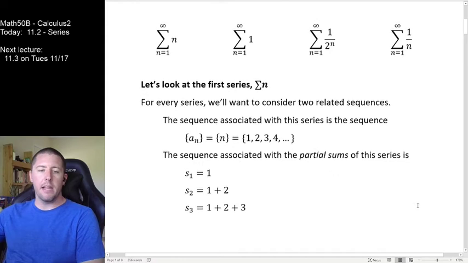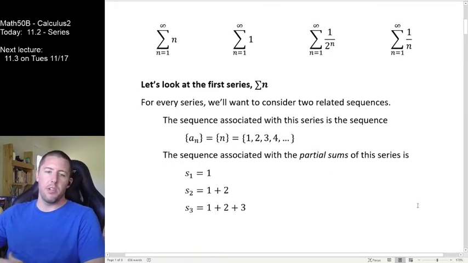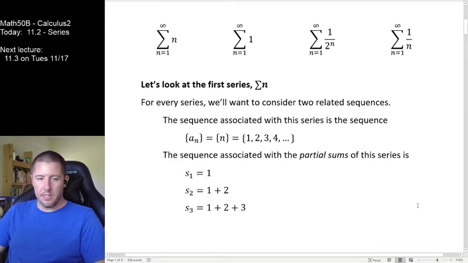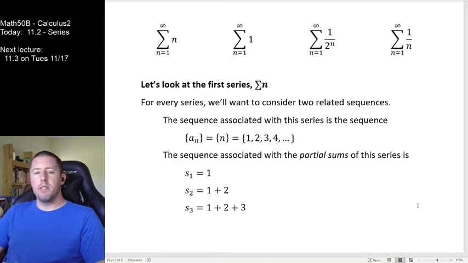I want to define a couple things associated with each sequence that we should be considering, or each series that we should be considering. For every series, there's always going to be two related sequences that we want to consider. One is the sequence that's a direct correspondence with the series, meaning let's just literally look at what are each of the terms in this big old summation out here, right?